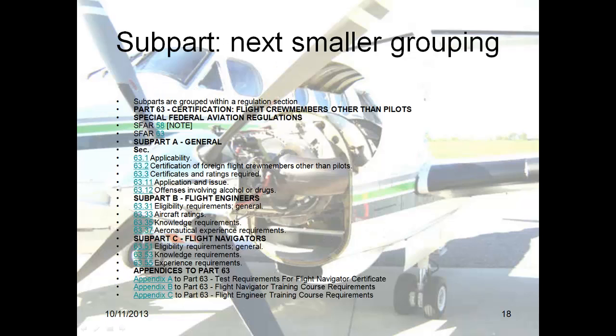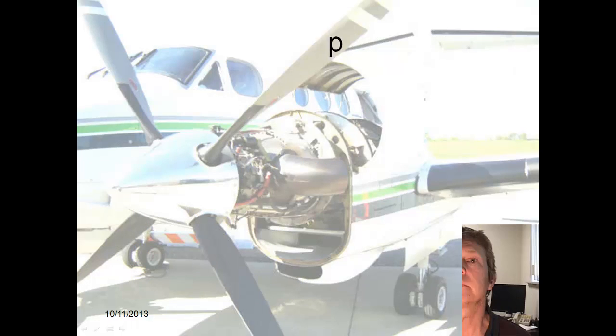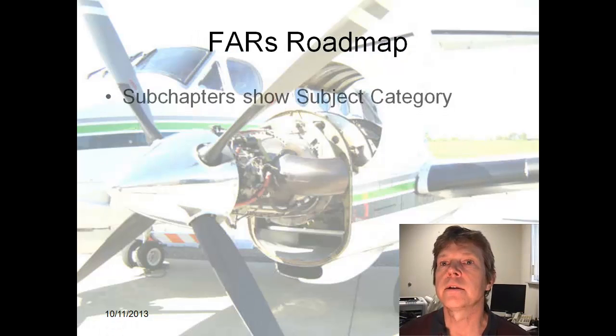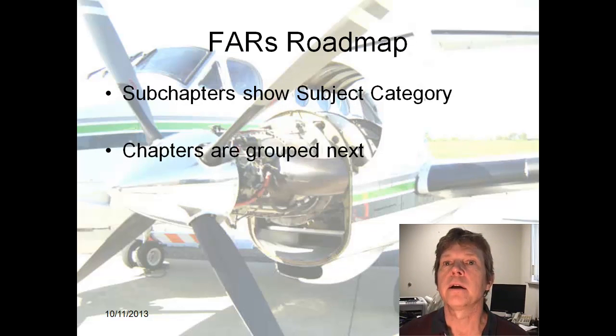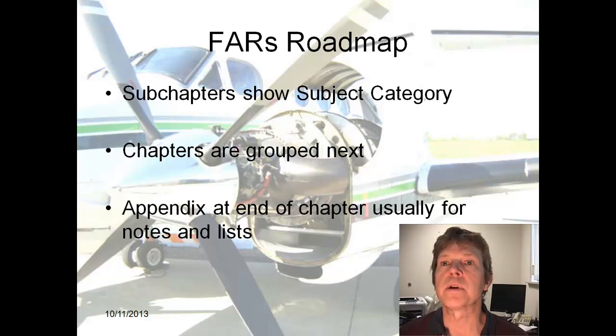So we talked about sub being underneath something. So subpart is the next smaller grouping. We start with parts, and then underneath that, so here's Part 63, and then underneath Part 63 is the subpart. And it breaks it up into Subpart A, Subpart B, Subpart C. So you can see this is just flowing down like a tree, or like a family tree, or like any other logical breakdown of an outline. Subchapters show the subject of the category, and then parts are grouped next.